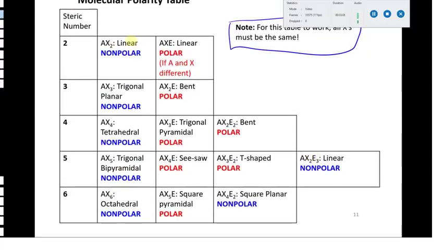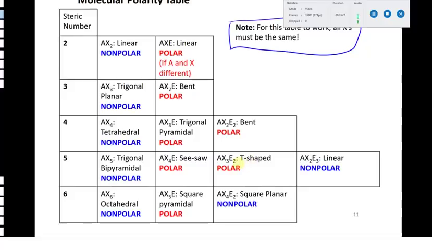So if you have 0 lone pairs, all of those, as we said, are nonpolar. If you have 1 lone pair, which is this column, all of those are polar. If you have 2 or 3 lone pairs, it's a mix and match of both. We have to think about the geometry. But anything with 1 lone pair is polar. Anything that's bent is polar.